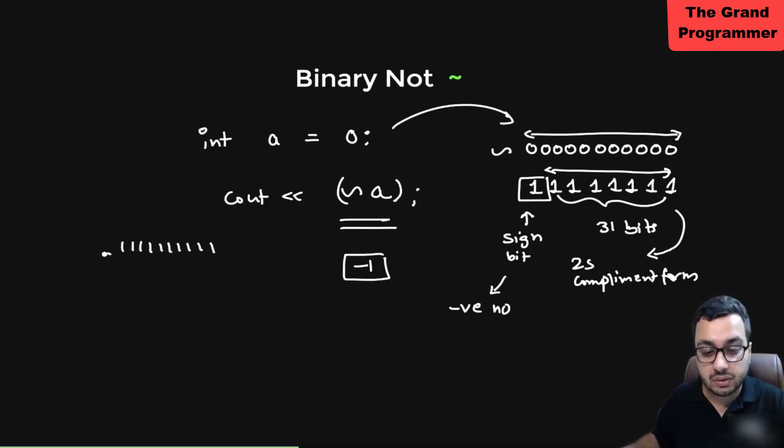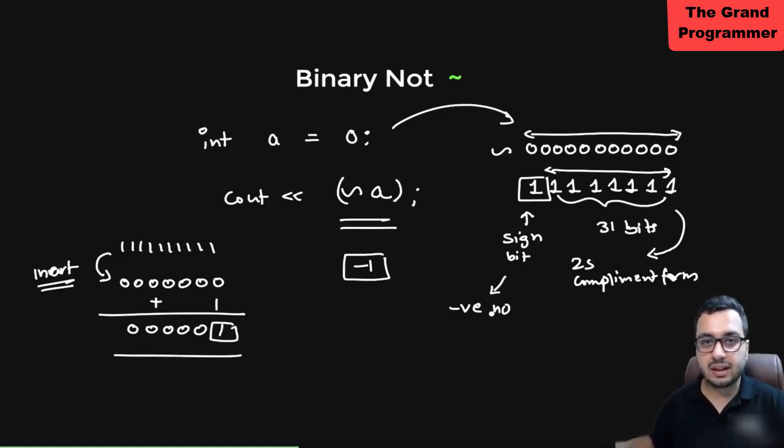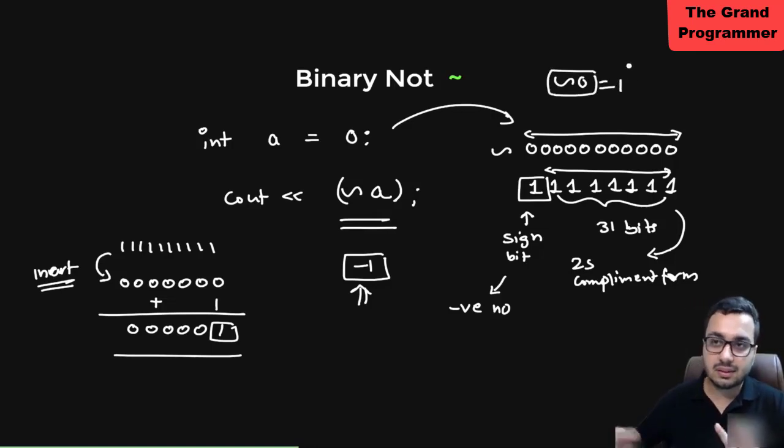In order to find the magnitude, we have to first invert all the bits. If I invert all the bits, it becomes like this, and then I will add 1 to it. So this number is 0000001. So basically this is a negative number with a magnitude of 1, hence this number is actually -1. Okay, so if you do NOT of 0, and where 0 is an integer, you are going to get -1 as an output. Okay, and NOT of 0, where 0 is a bit, it would be 1. Okay, so that is something that you should be very careful while working on.